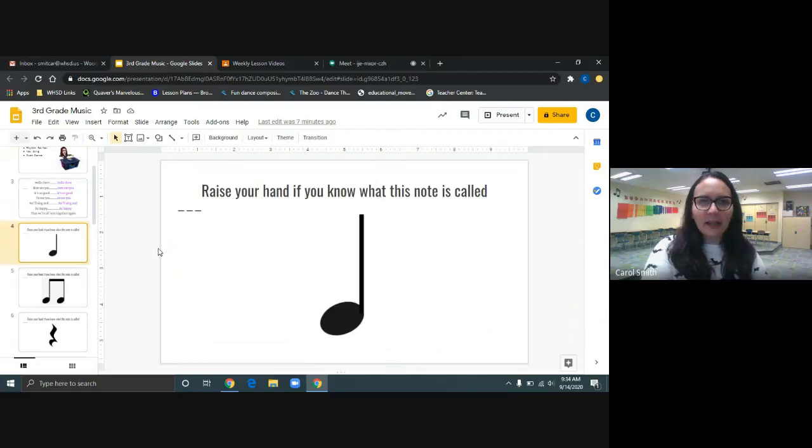So can you raise your hand if you know what this note is called? You may have encountered this last year in second grade. Go ahead and say it to the camera. Yeah, so if you said ta, that is correct. So another name for ta is a quarter note, and a quarter note gets one sound or one beat, and a quarter note fits into one beat.